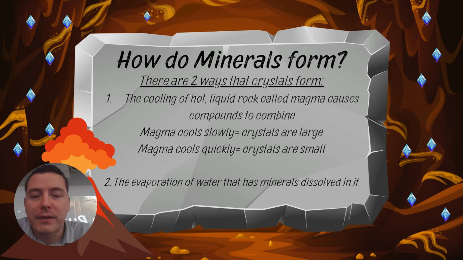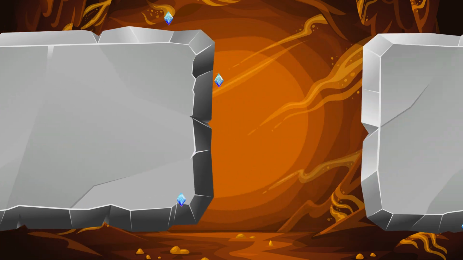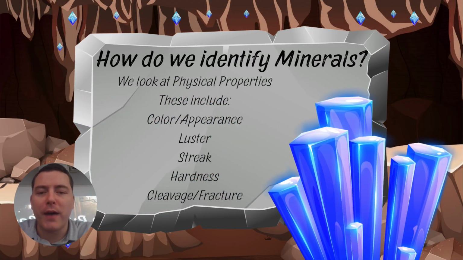And the other way is the evaporation of water that has minerals dissolved in it. So if there are minerals in water and the water goes away, then there are your crystals left behind. There are some different ways that we can identify minerals. We look at their physical properties, which include the color or the appearance, the luster, the streak, hardness, cleavage, and fracture. And we're going to go through what each of those are.